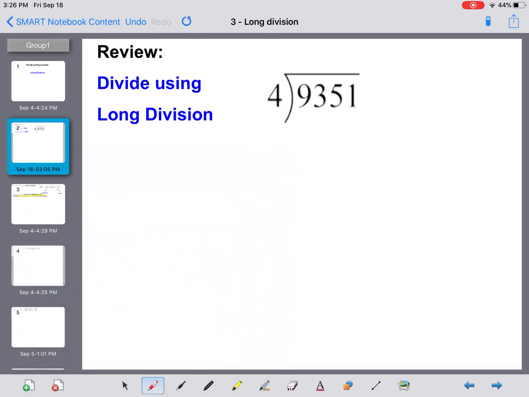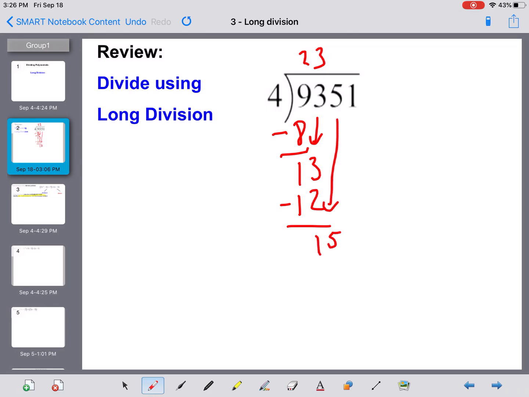If we are dividing 4 into 9,351 using long division, we would say 4 goes into 9 2 times, 4 times 2 is 8, and then we would subtract that to get 1 as our leftover. Then we bring down our 3. 4 goes into 13, we would say 3 times. 3 times 4 is 12. And we would subtract that to get 1. We bring down our 5.